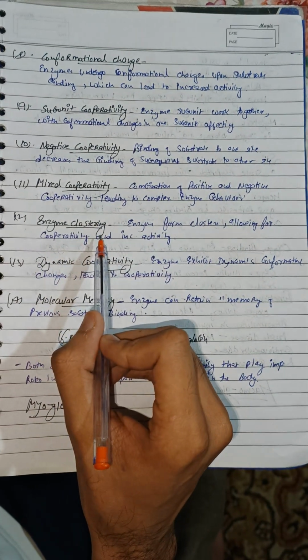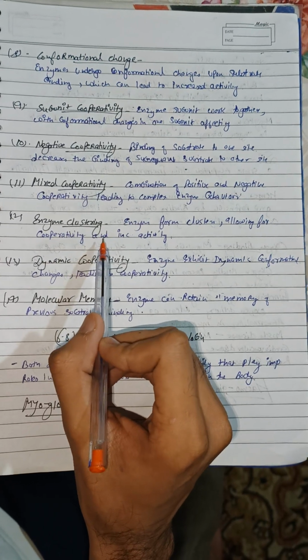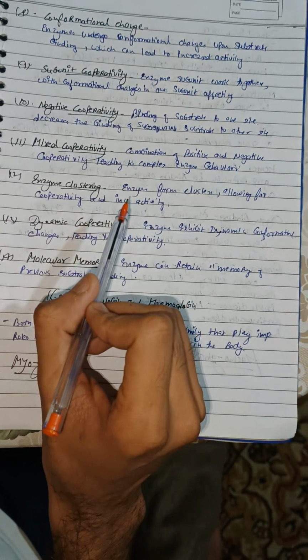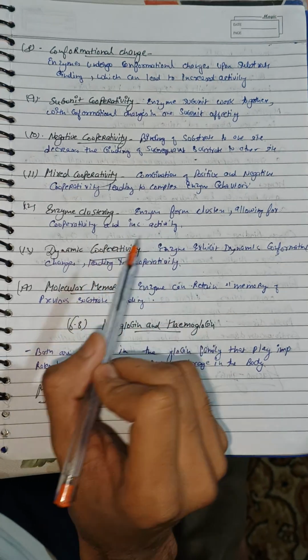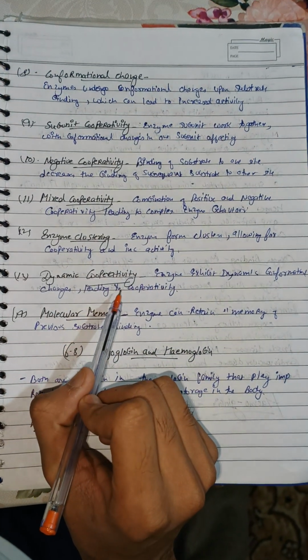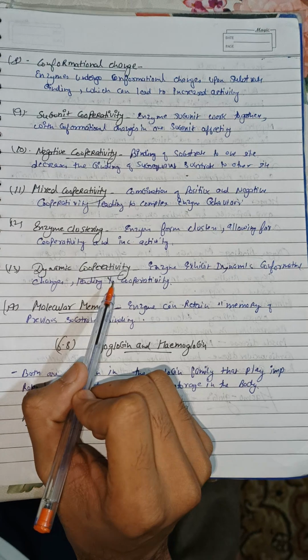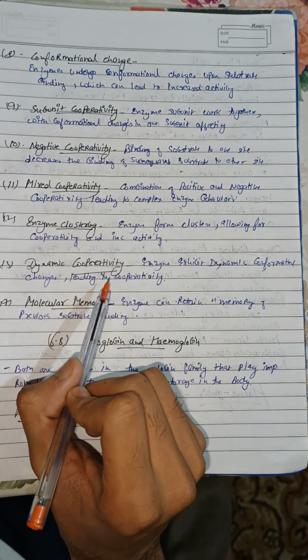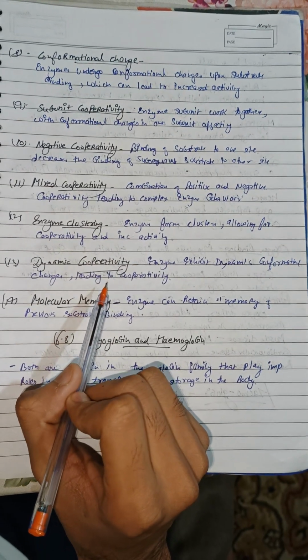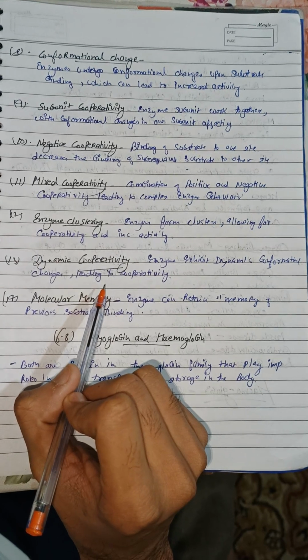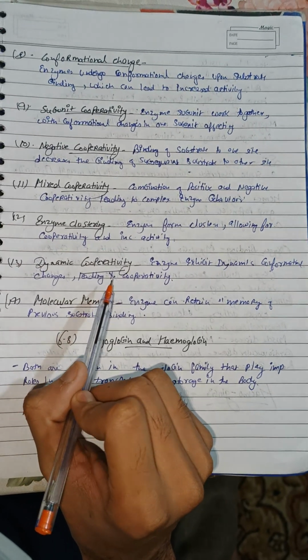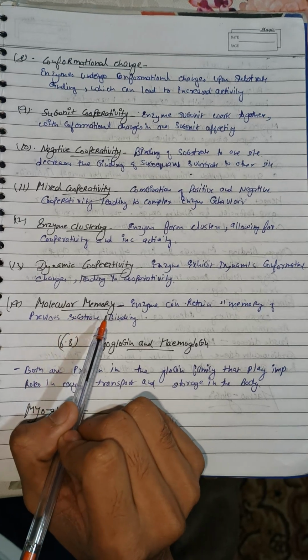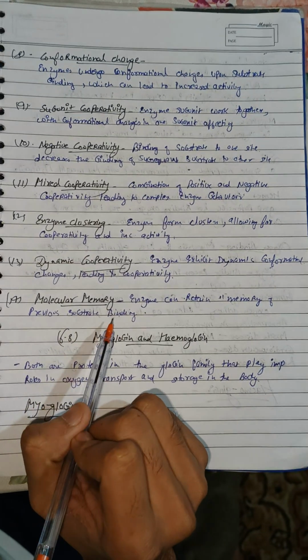If the enzymes form a cluster, allowing for cooperativity and increased activity, there is a formation of cluster in enzyme clustering. Next is dynamic cooperativity. There are two types of conditions: static cooperativity and dynamic cooperativity. In dynamic cooperativity, the enzyme leads to increased activation of the enzyme. Molecular memory. Enzymes can also retain their memory.